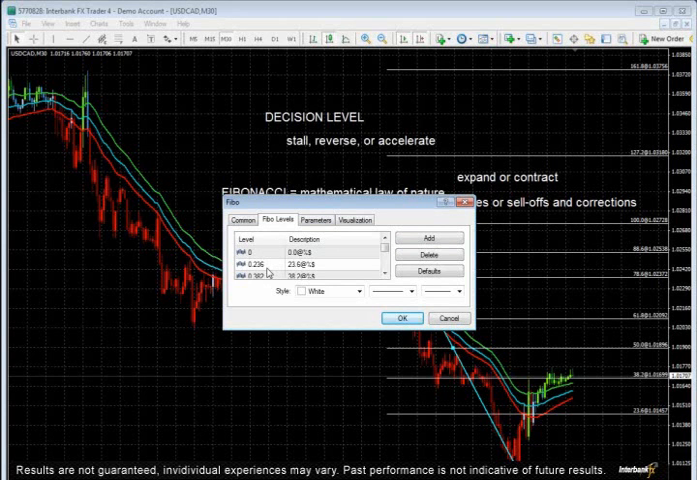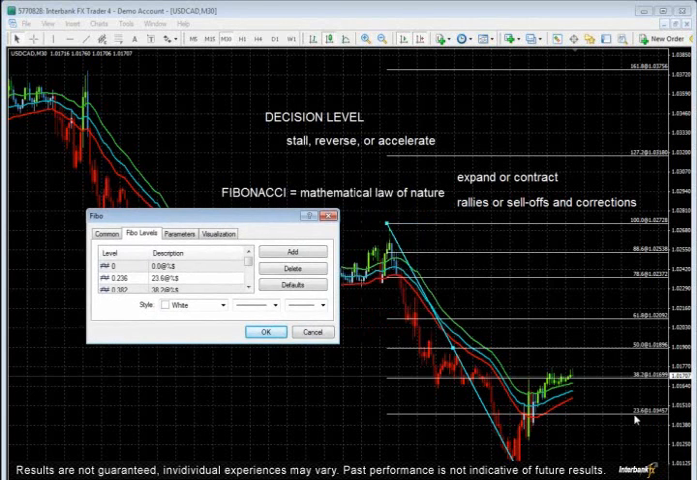So 0.236 is a 23.6% retracement of the last move, low to high, or high to low, whatever it may be. So this number here is 23.6, you see down here. This represents a 23.6 correction, 23.6% of the move from this high to this low. Okay, this is 23.6% of this sell-off.